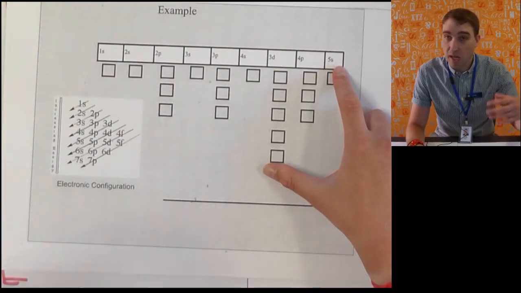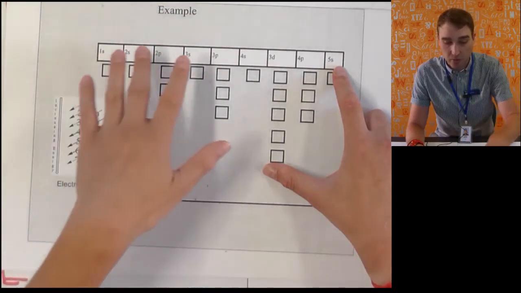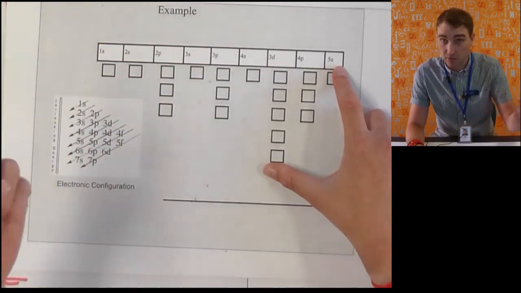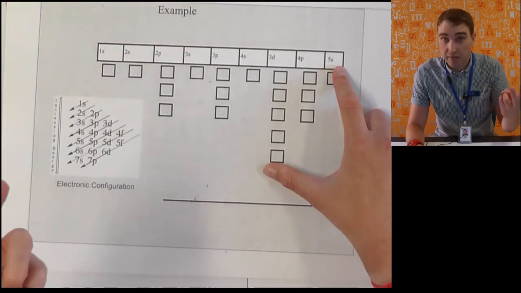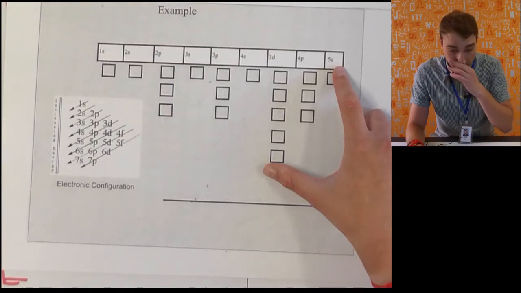Last year you would have done 2.8.1, so that means you had 3 main shells. So 1, 2, 3 main shells. 2 for the first shell, 8 for the second shell, 1 for the third shell. So we represent that as a big number at the front.